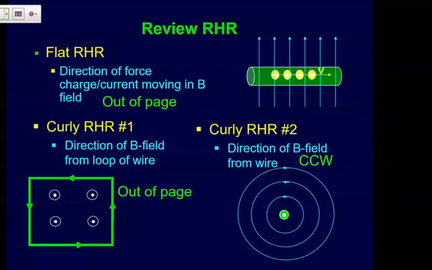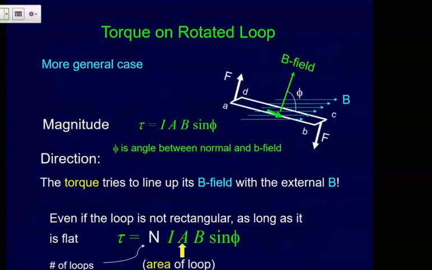So these two rules are exactly opposite. In one of them, my thumb is the current, my fingers are the field. And in the other one, my fingers are the current, and my thumb is the field. All right? Just to recap. Questions on that, anybody? Okay, so let's go through and do some examples maybe.